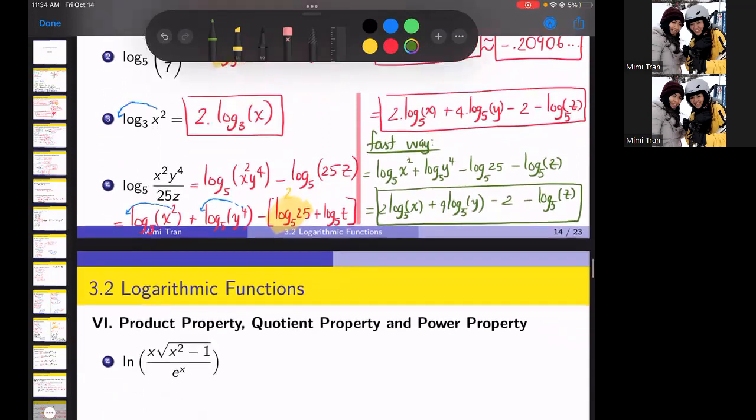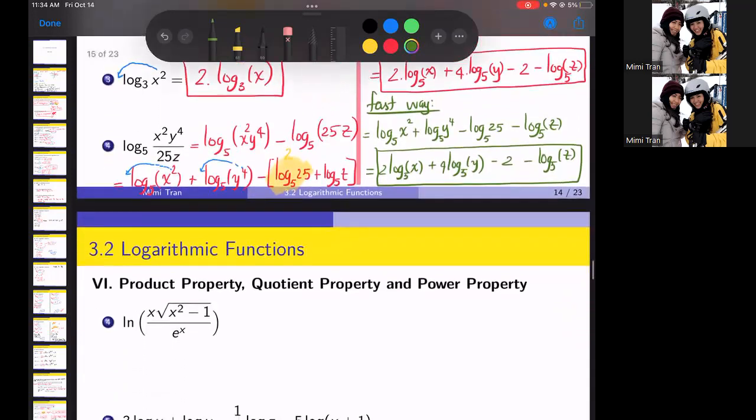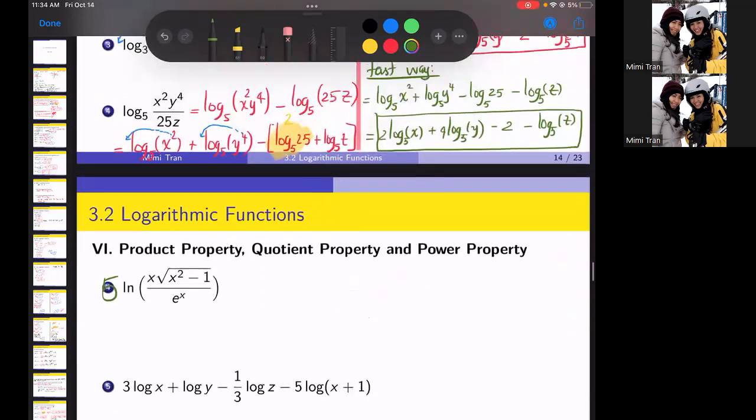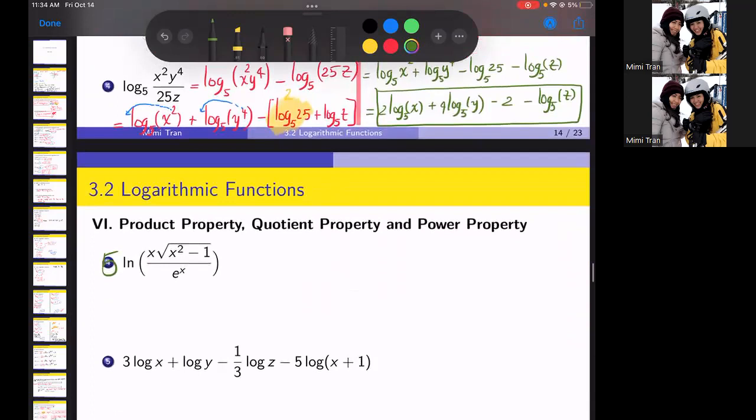Let's do the fast way on number 5. Should be 5 here, or I say 4. Right. Equal. Remember, this is x, the square root of x squared minus 1, right? So let's do the fast way. Someone tell me, what do I do? Ellen, what?